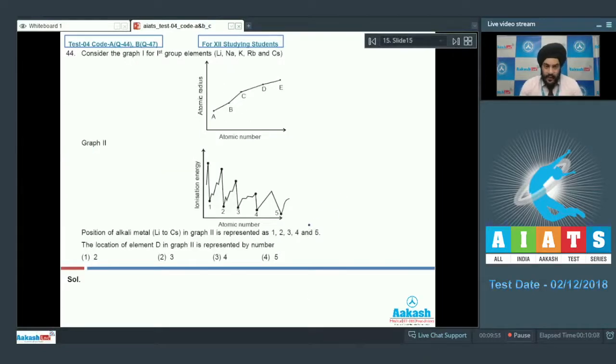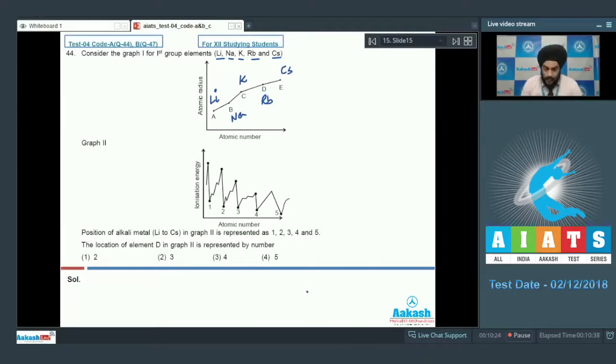Question number 44. Consider the graph 1 for first group elements which are lithium, sodium, potassium, rubidium and cesium. So in graph 1 we have the atomic radius varying with the atomic number. Students, we know that the atomic radius for group 1 elements has a smooth increment down the group. So A is Li, B is Na, C is K, D is Rb and E is cesium.